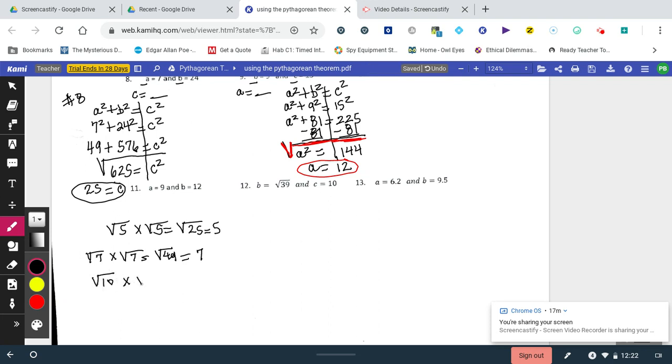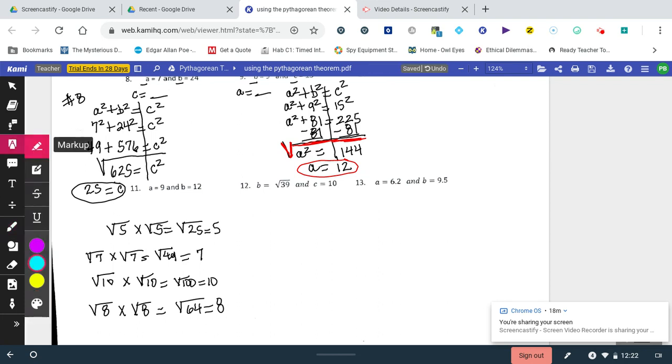Times the square root of 10. It is the square root of 100. And the square root of 100 is just 10. I hope you all see what's going on. Square root of 8 times the square root of 8 equals the square root of 64, which is just 8. So I'm going to try to bring something to your attention.